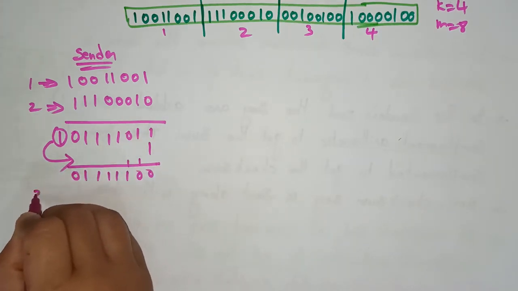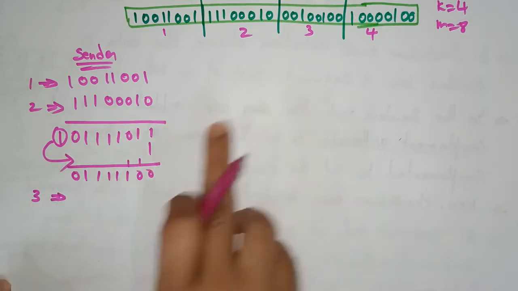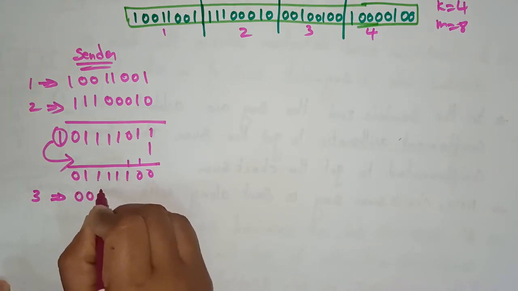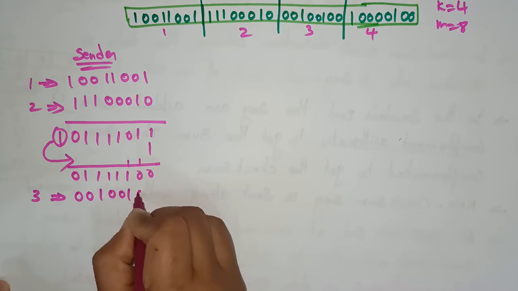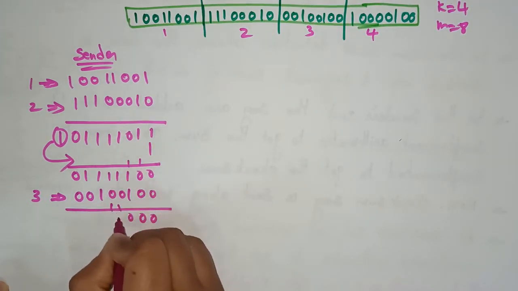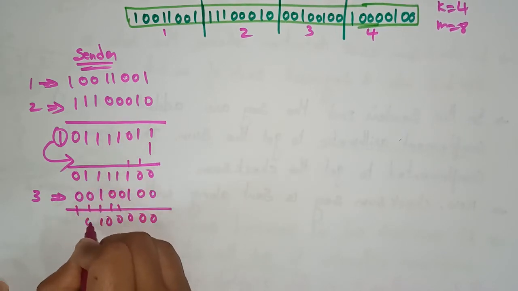Now you add the third segment to the sum. So this is a segment. Whatever you got, the new segment, add the third. What is the third segment? 0, 0, 1, 0, 0, 1, 0, 0. Now add 0, 0, 1, 1, 1, 0, 1, 1, 1, 0, 1, 1, 1, 0. 1, 1 means 1, 1, 1, 1, 1, 0, 1.